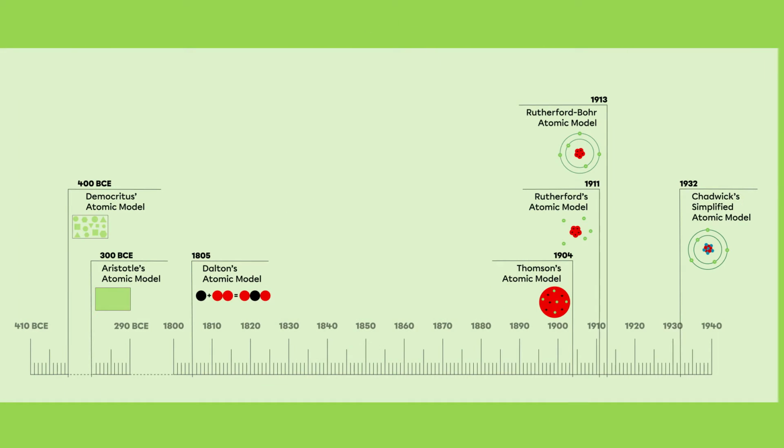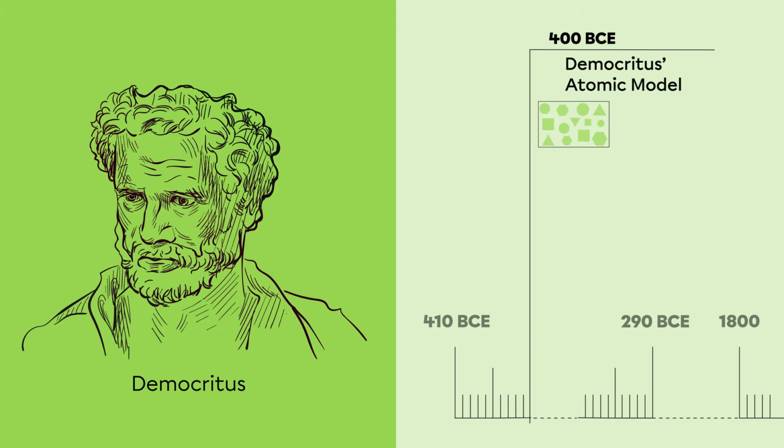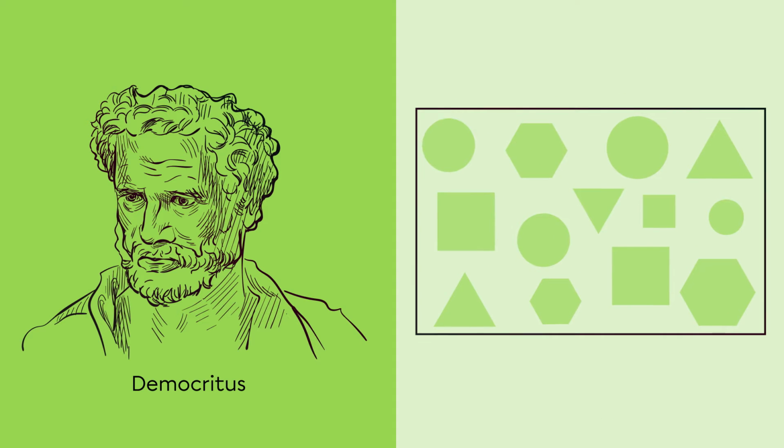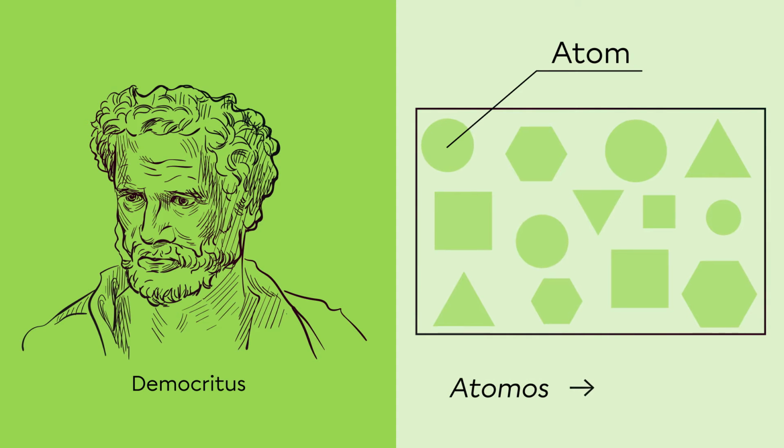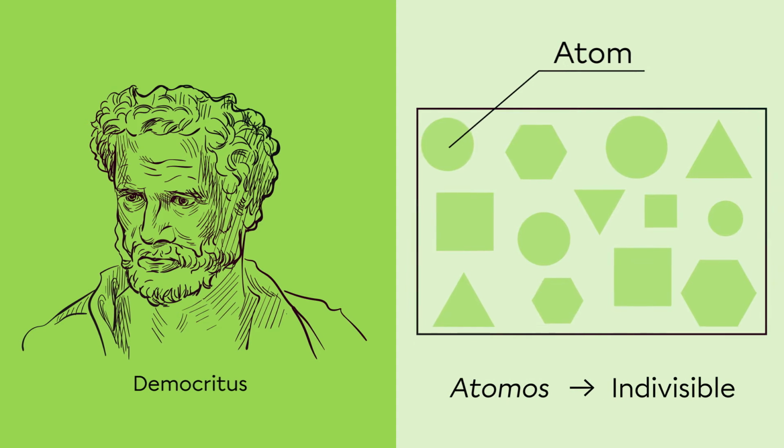The atomic model has evolved a lot since the early theories about atoms. One of the first representations is proposed by Democritus, a philosopher from antiquity, around 400 years before the Common Era. According to Democritus, matter is made up of tiny particles, invisible to the naked eye and separated by empty space. He calls the particles atoms, from the Greek word atomos, which means indivisible.